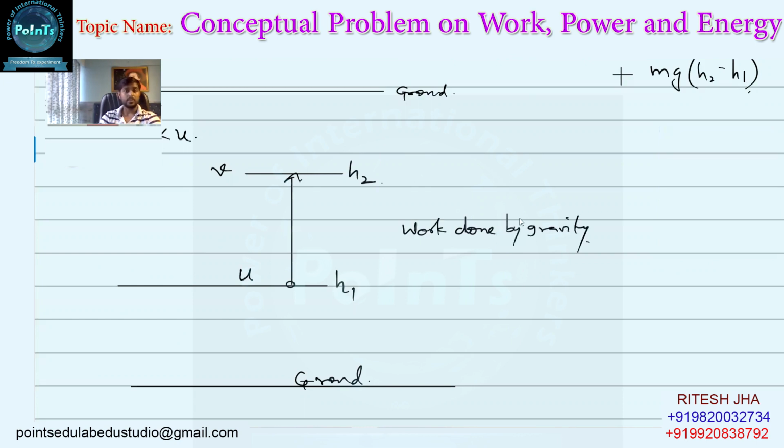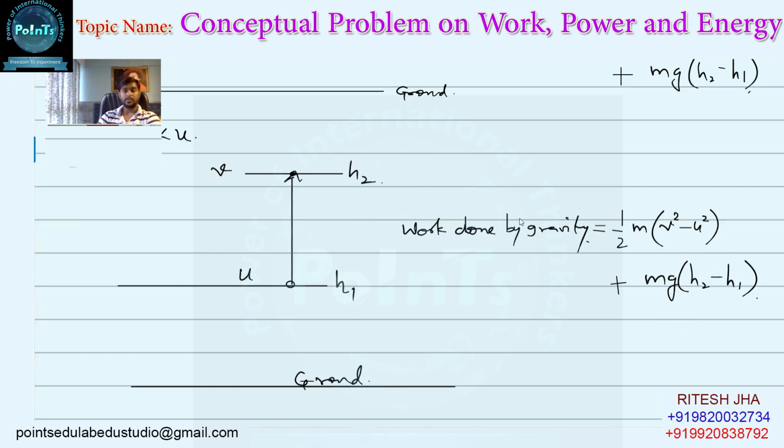You're saying that it is losing the speed, that's because of the gravity. So it is the work done by gravity. In that case, work done by gravity will be the change in kinetic energy, which is half m v square minus u square, plus mg h2 minus h1 only. It is h2 minus h1 only.